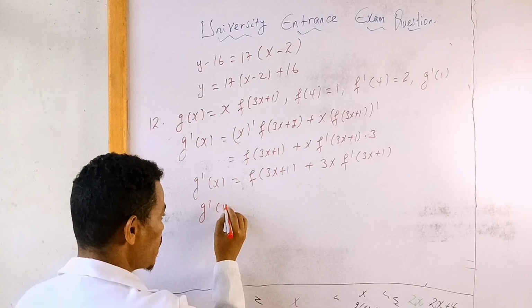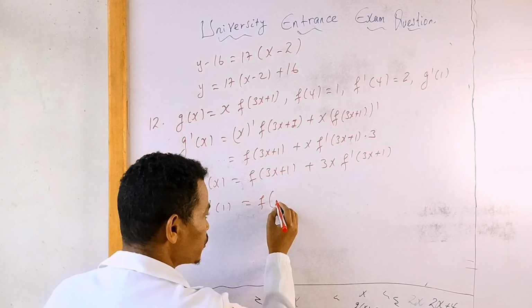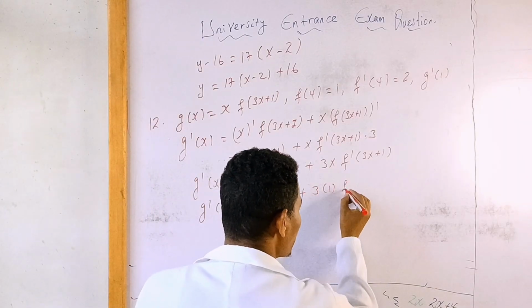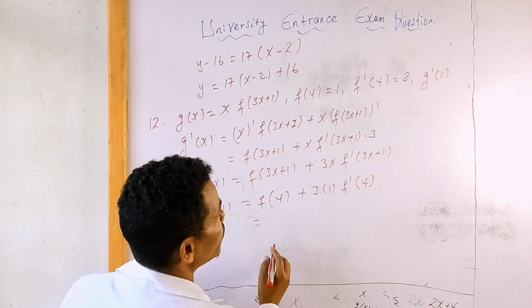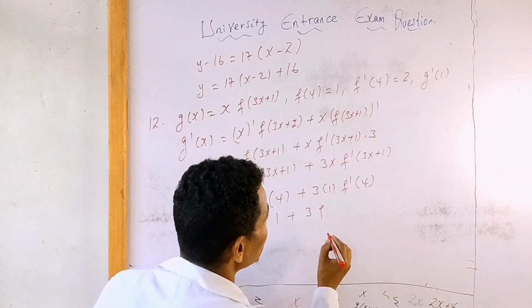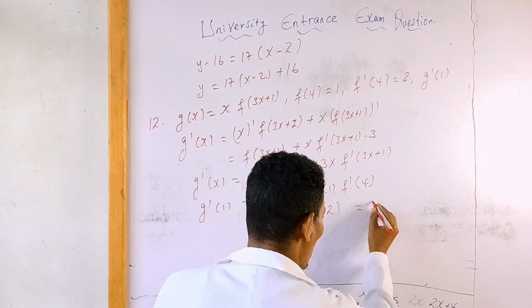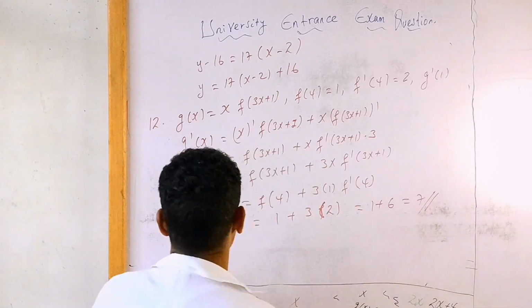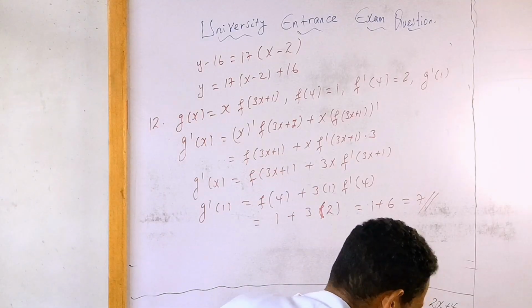G derivative at 1 is equal to f of 3 times 1 plus 1, which is f of 4, plus 3 times 1 times f derivative at 4. So f of 4 is 1, plus 3 times f derivative at 4, which is 2. That is 1 plus 3 times 2, which is 7. So the answer to question 12 is A, 7.